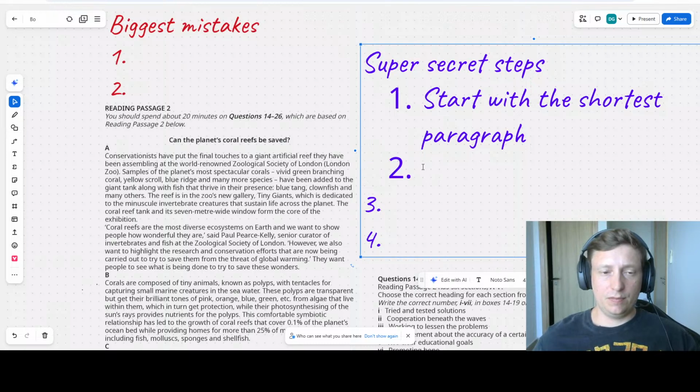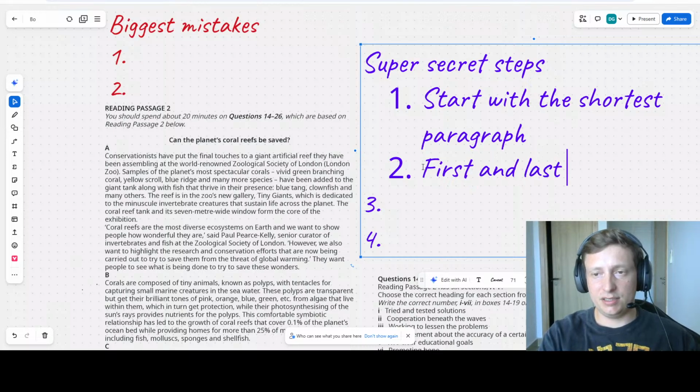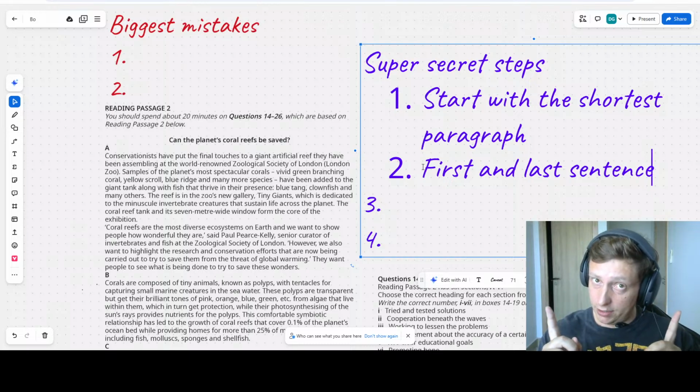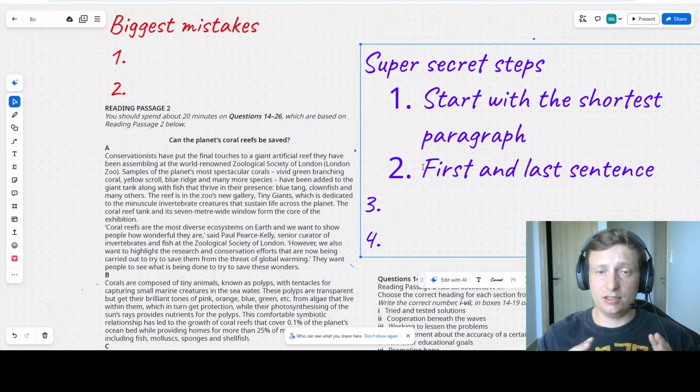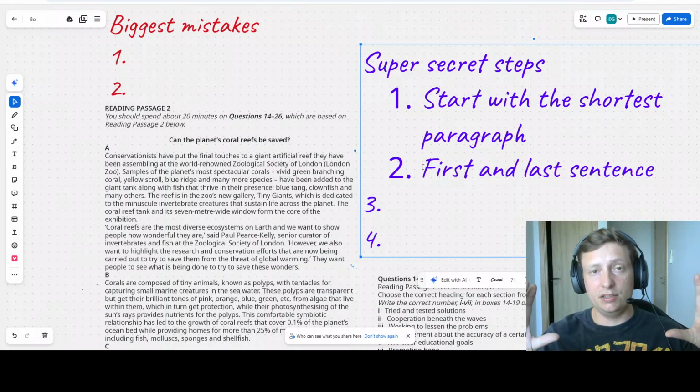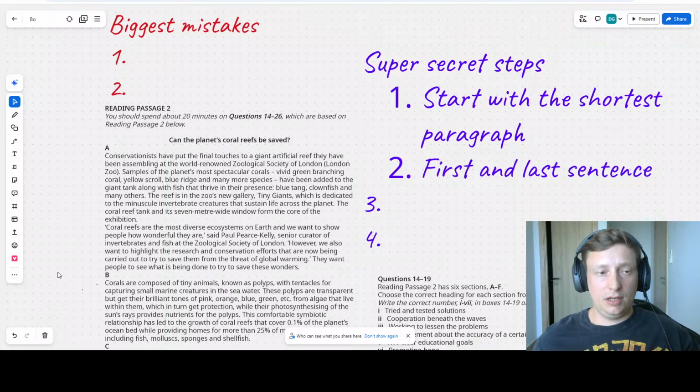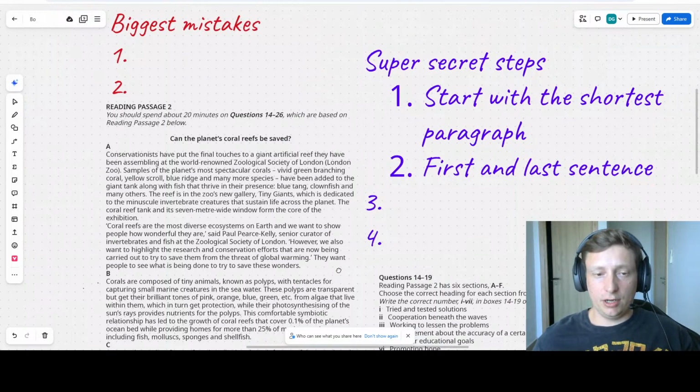Second step. We only want to read the first and last sentence in a paragraph. The reason for this is, a lot of the time, not always, but a lot of the time, the answers are either in the first sentence where they're explaining what the paragraph is about, or at the end, which is usually some sort of conclusive sentence. And we can save a bunch of time by doing this. So let's go do this in real time.